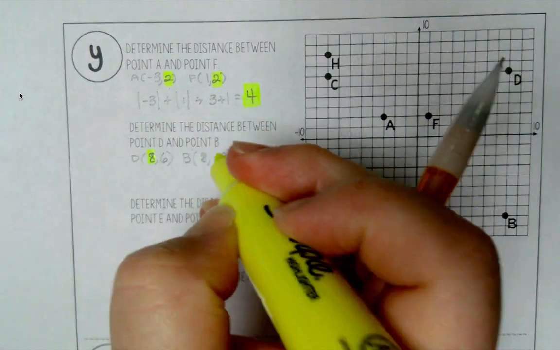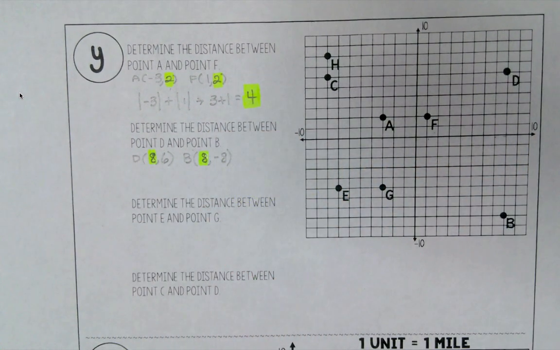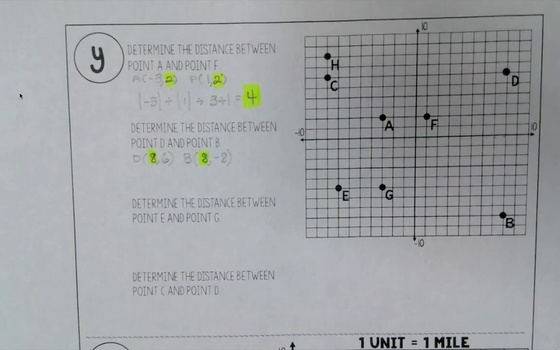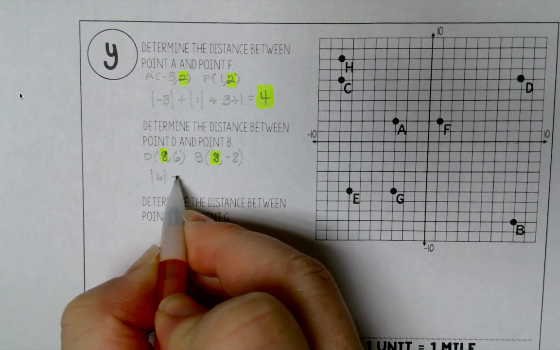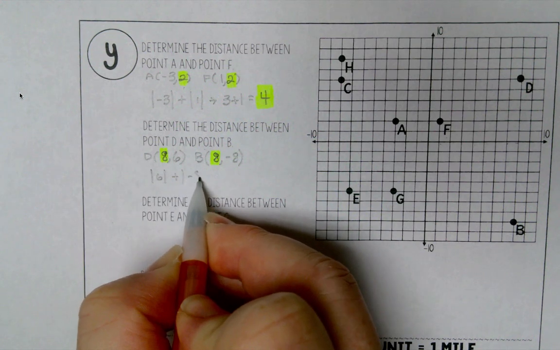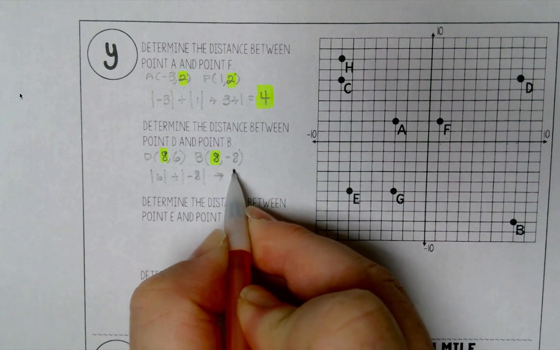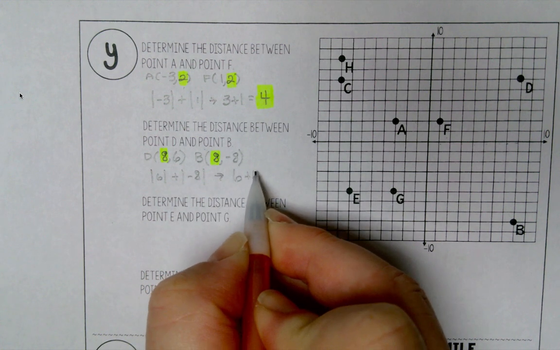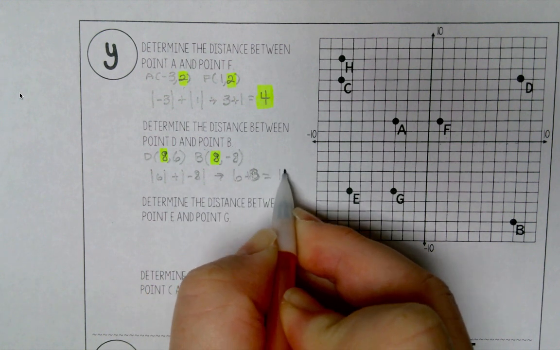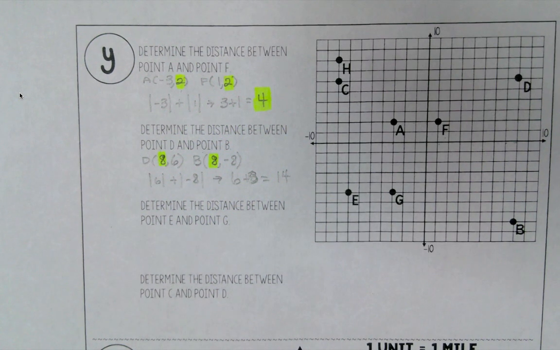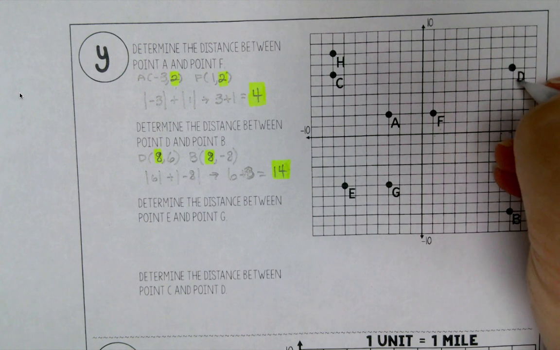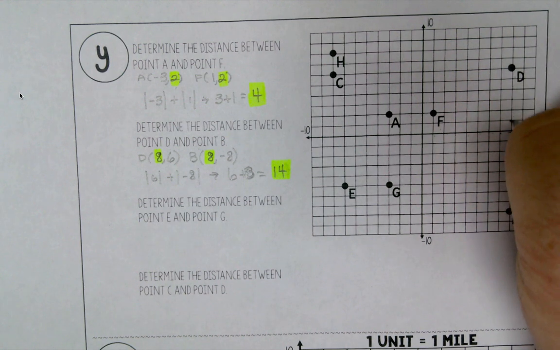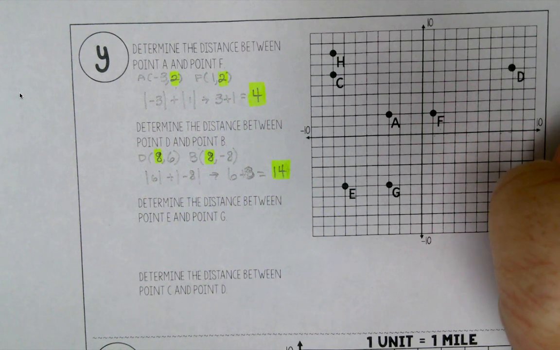My x. Okay, so now we're going to find the sum of the absolute value of your y's, which is 6 plus 8, which equals positive 14. So again, if you want to check your work and count, you could. 1, 2, 3, 4, 5, 6, 7, 8, 9, 10, 11, 12, 13, 14.